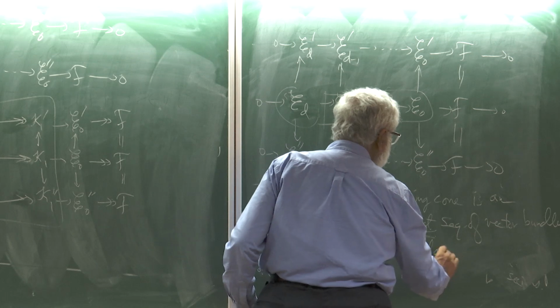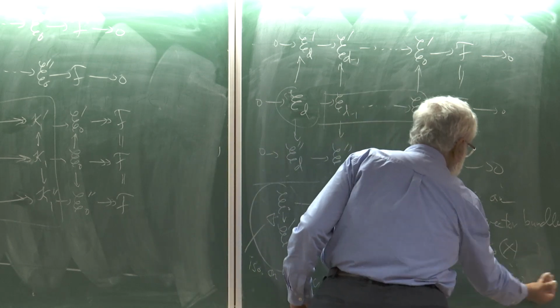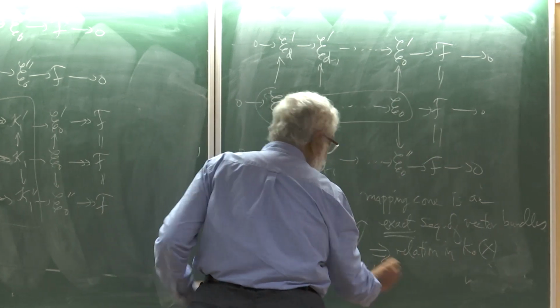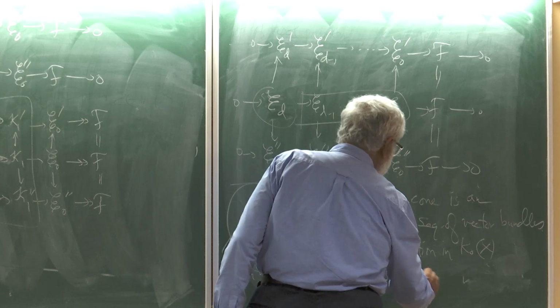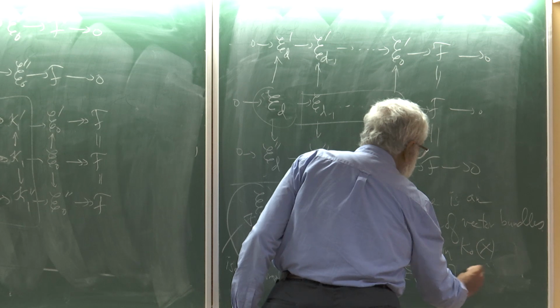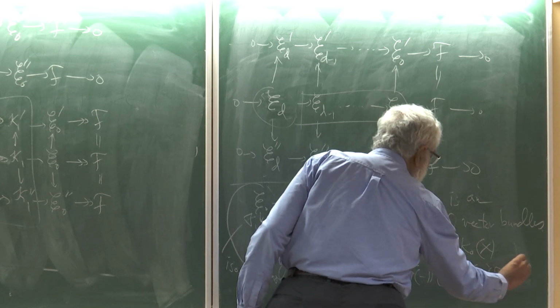This implies a relation in K0 of X, which is, after rearranging, just saying that the sum of minus 1 to the i times the class of Ei is equal to the sum of minus 1 to the i times the class of Ei prime.